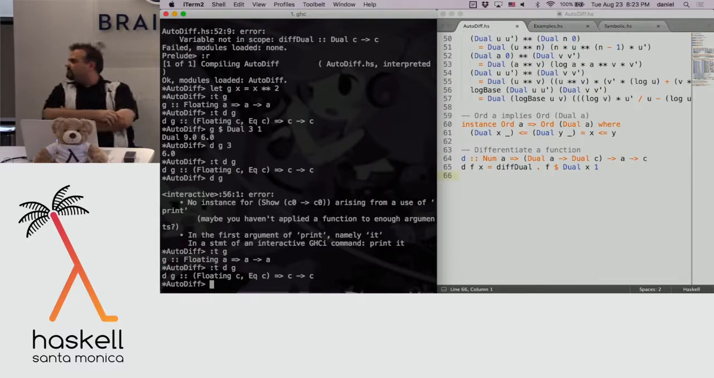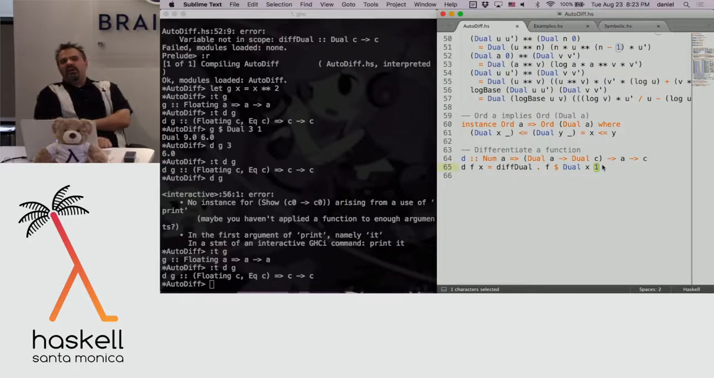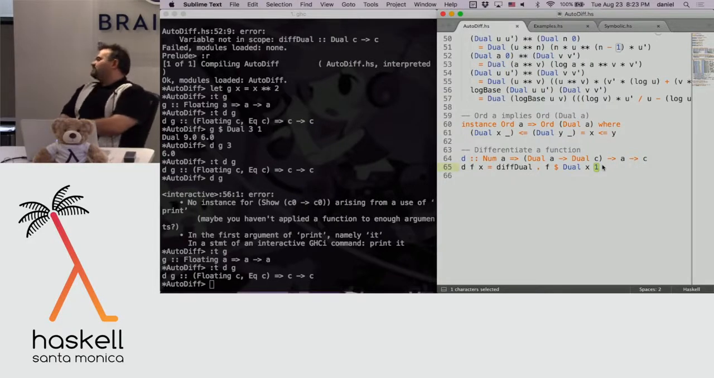How did the Eq constraint show up? Because we are putting the number 1 in. So in order to cast that 1, it has to be some equatable type. Yeah, we have polymorphic number literals.